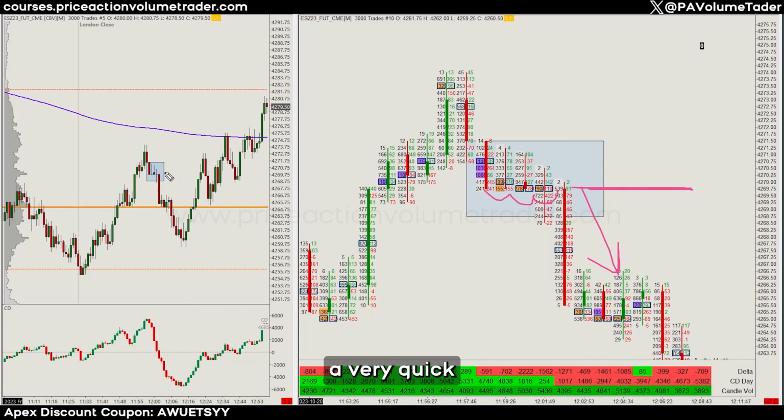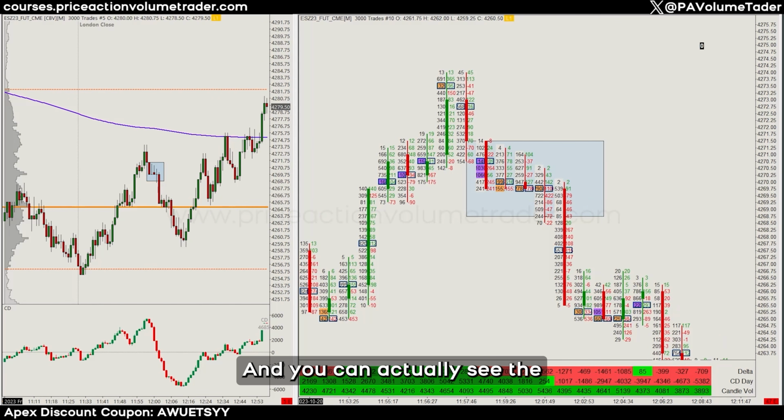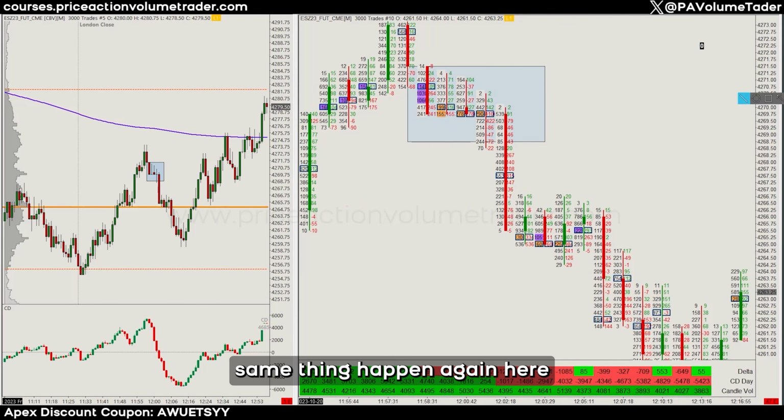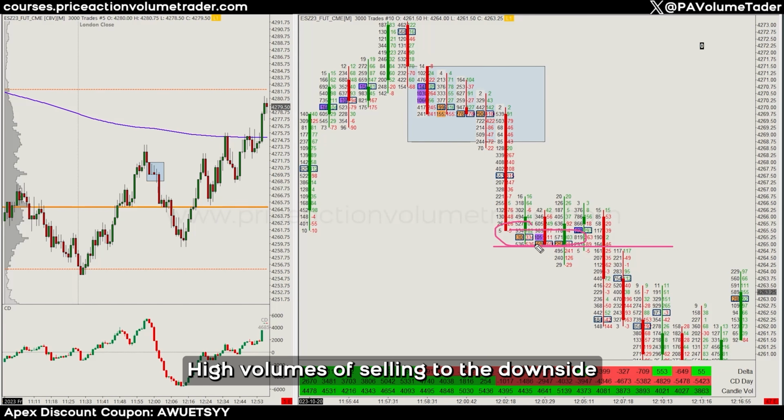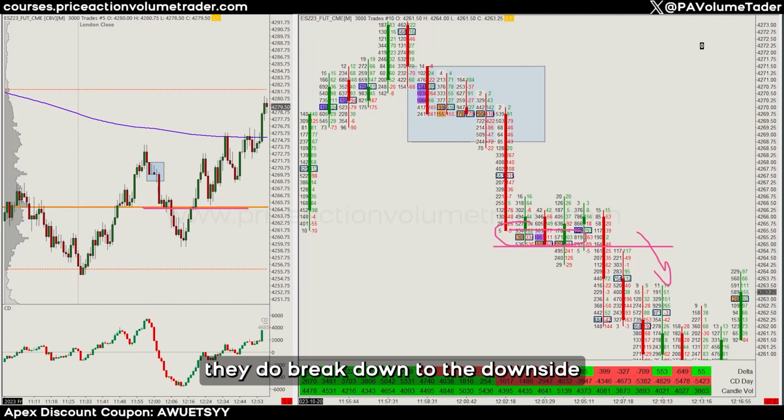and then we just get a very quick liquidation break to the downside, and you can actually see the same thing happen again here. Again, a big level getting supported here, high volumes of selling to the downside getting held up right over here, and then eventually they do break down to the downside.